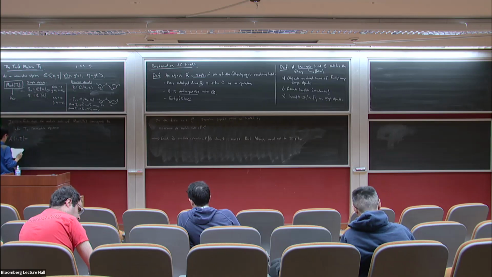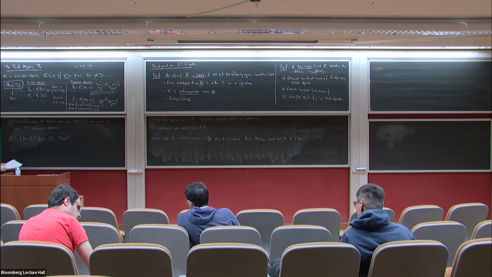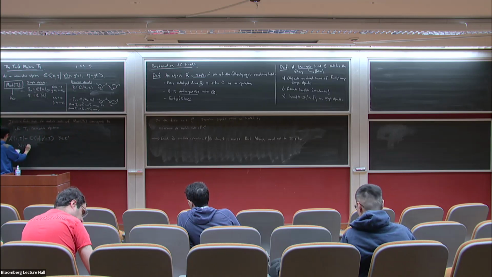And I'll spell out what this looks like. It's generated by y such that y squared is equal to c, and c is just an invertible complex number. Okay. And since it's in particular a co-module algebra, there's a coaction of this.